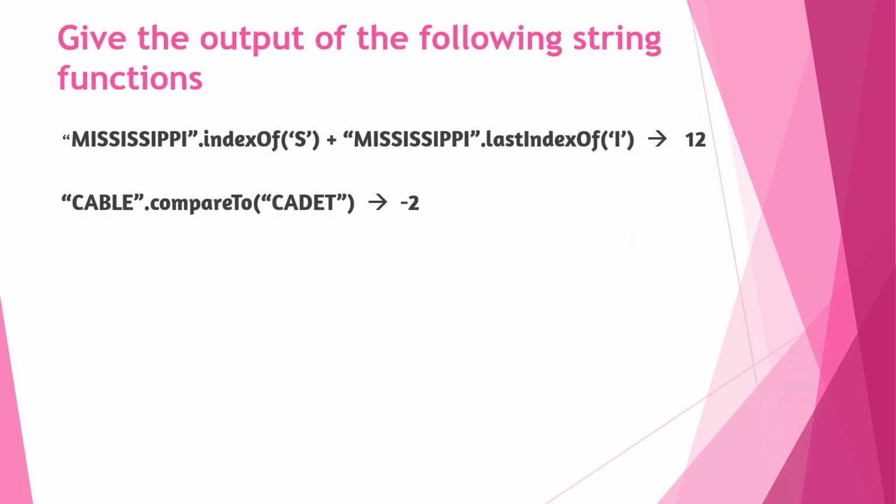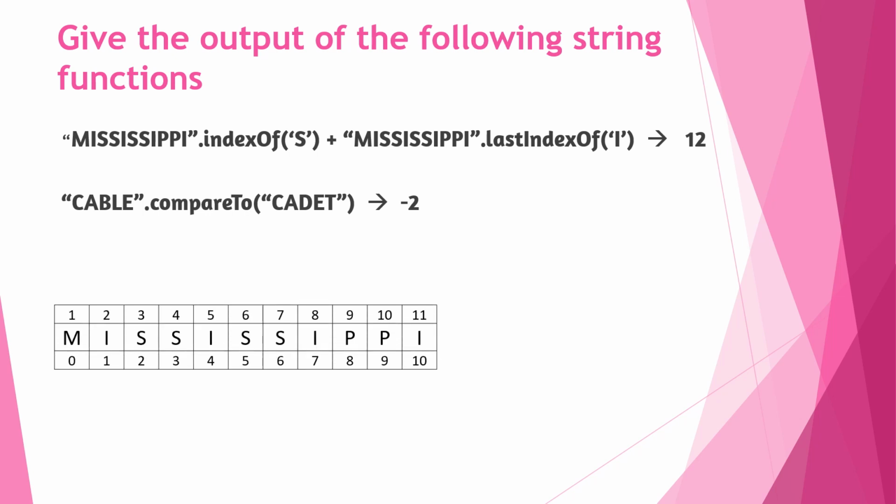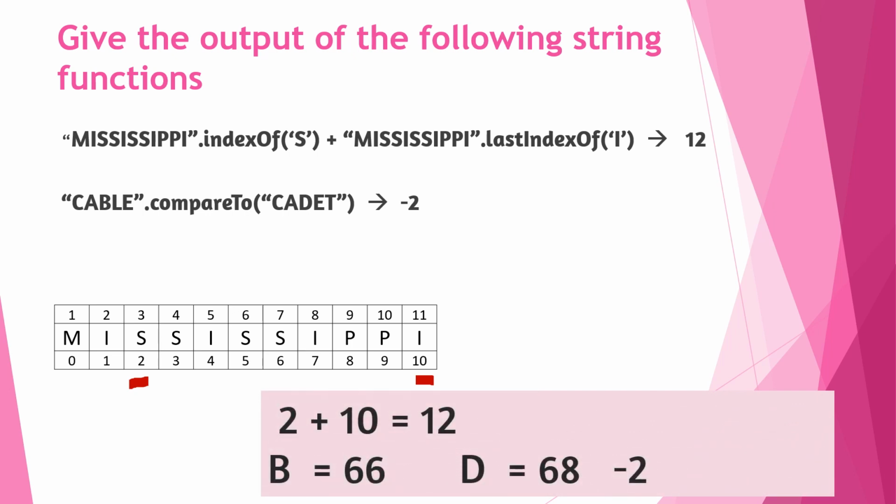Now the next question: "Mississippi".indexOf('s') plus "Mississippi".lastIndexOf('i'). indexOf will give the first occurrence of the particular character and lastIndexOf will give the last occurrence. So here we can see the difference. The first occurrence of s is at 2 and the last occurrence of i is at 10. So that means 2 plus 10, the answer is 12.